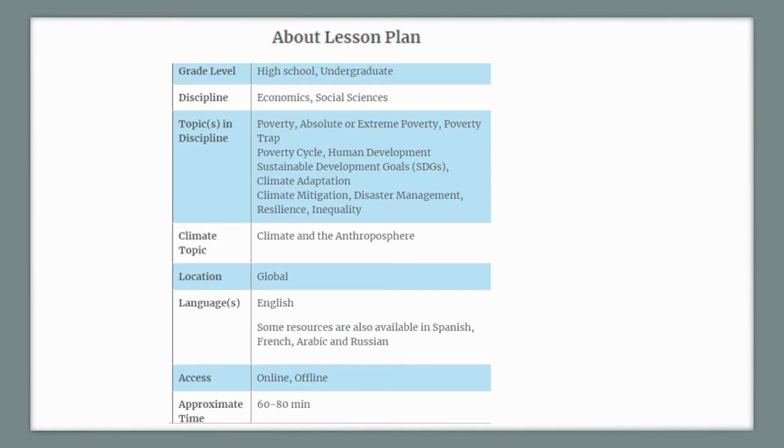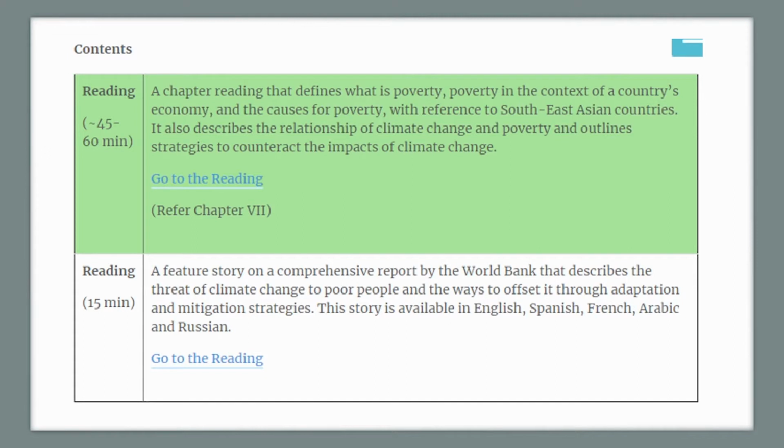So, if you are teaching topics such as poverty, that includes absolute or extreme poverty, the poverty cycle, human development, sustainable development goals, and so on, we invite you to take a closer look at this lesson plan. It includes a reading that defines what is poverty, poverty in the context of a country's economy, causes for poverty, and specifies the examples of Southeast Asian countries. It also describes the relationship of climate change and poverty and strategies to counteract the impacts of climate change.